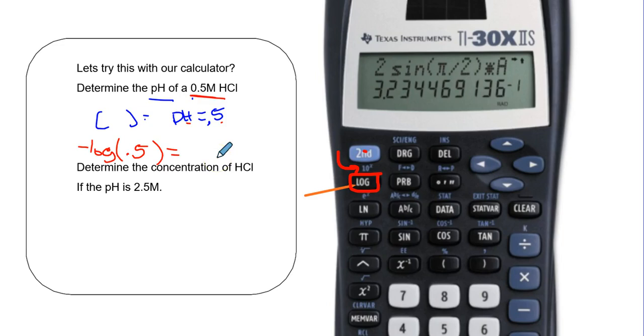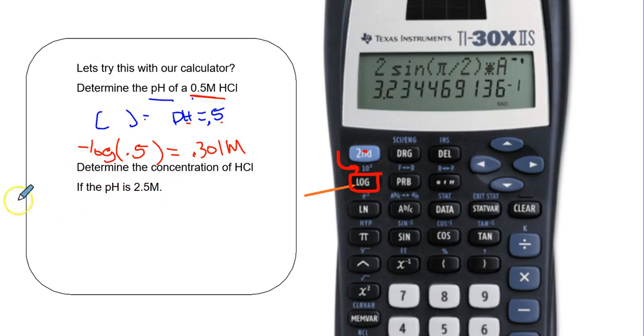So negative log of 0.5 equals also 0.3. So this is one where it's fairly similar. So 0.301. And that'd be moles per liter. Let's try another one. Determine the concentration of HCl in a pH that is 2.5.